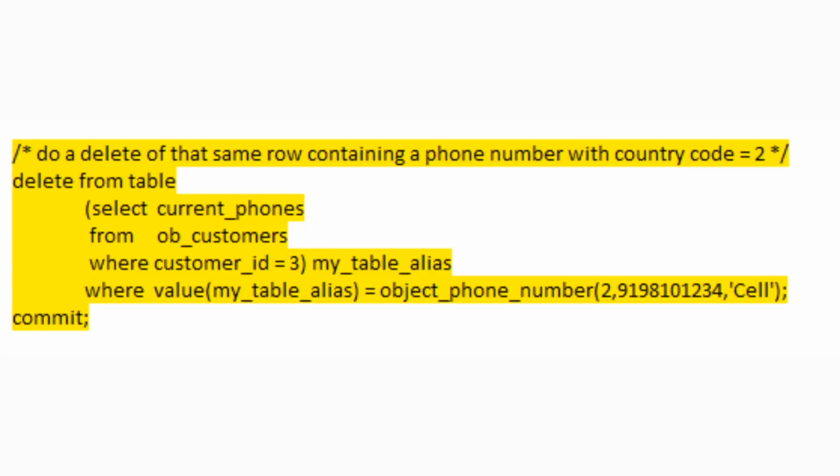Okay, probably not real hard to guess where we're going to go next. Delete statement. Here's the syntax, which should be getting a little more familiar at this point. Again, we're using that inline view to select the current phones nested table from the OB customers table where customer ID equals 3. Give that guy a table alias and then use that alias with the values keyword in the where clause. Again, pretty straightforward once you start using this inline view syntax. Pretty intuitive, actually.